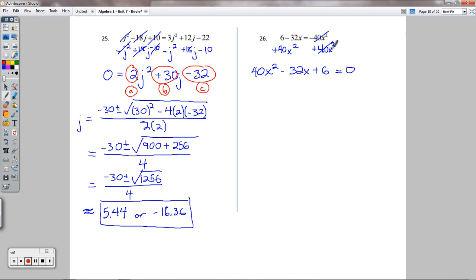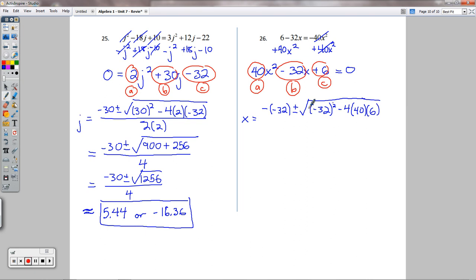That would make it a little easier to deal with the numbers, but this really isn't that hard to deal with. It's not that much harder using numbers that are twice as big for A, B, and C. So I'm going to just go ahead and use those as my A, B, and C. x equals negative b, the opposite of negative 32, plus or minus the square root of b squared minus 4ac all over 2a.